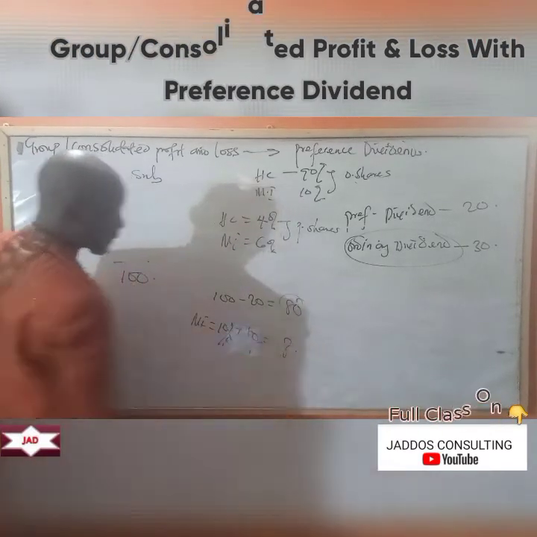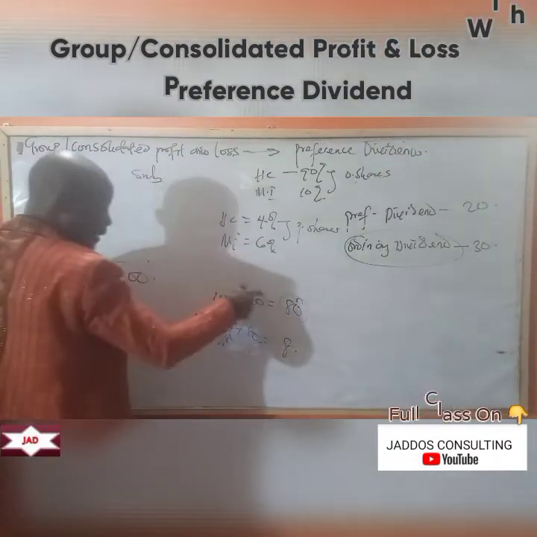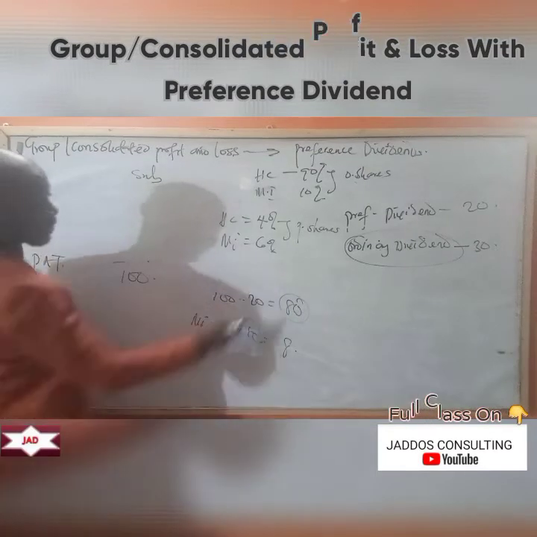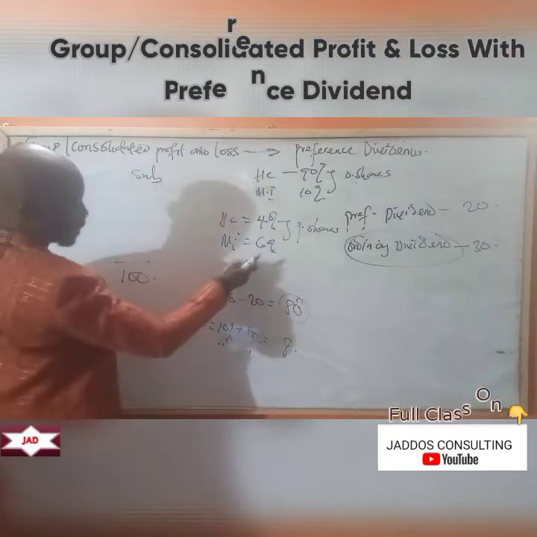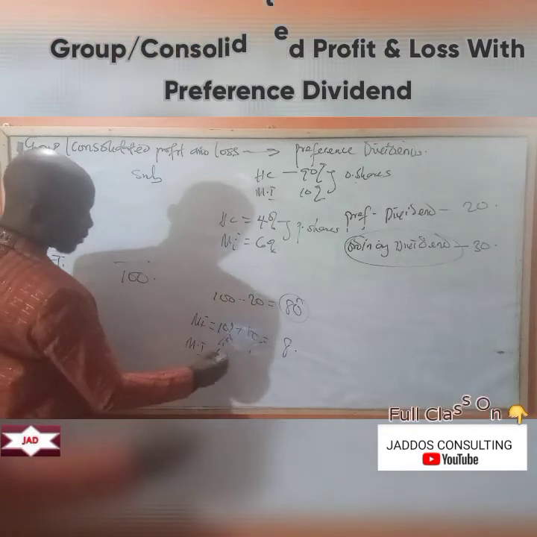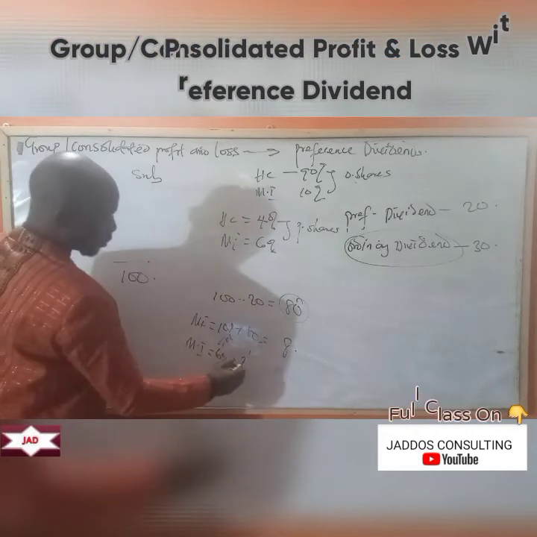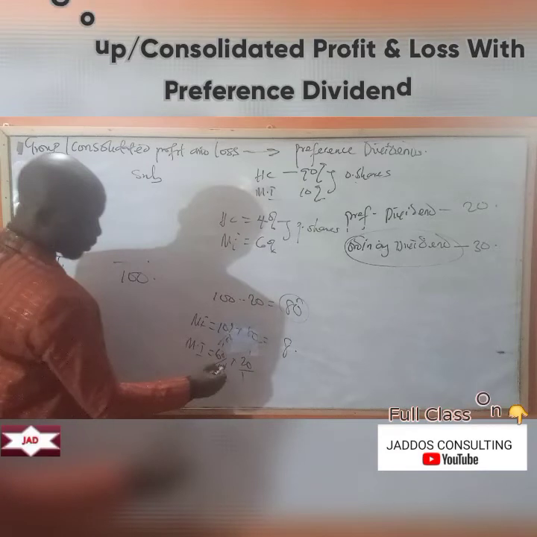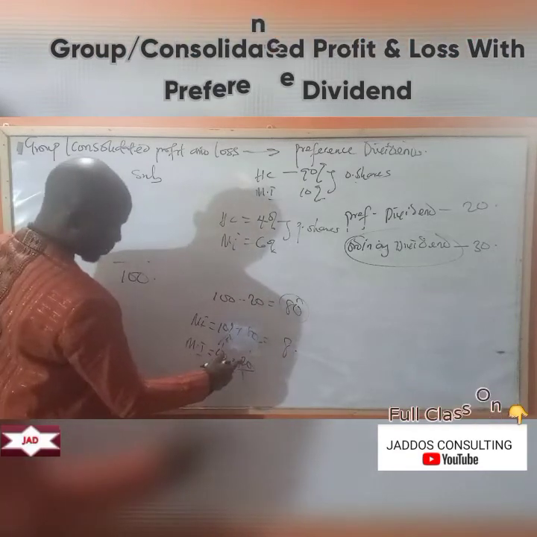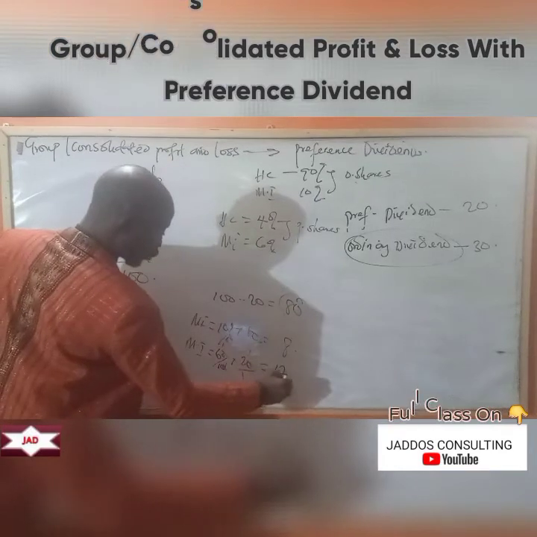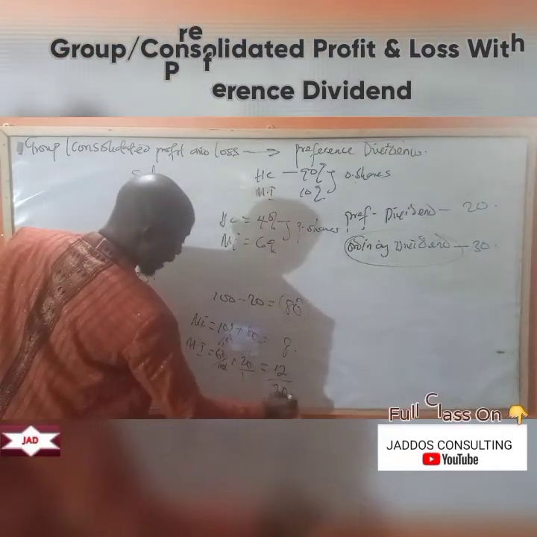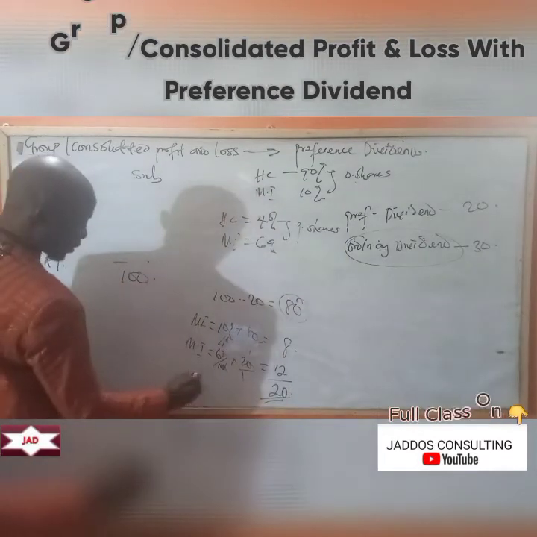Which is 8 naira, right? Now, this 20 naira, remember, is preference dividend for preference shareholders. This minority has 60%, so you're also going to do minority interest as 60 over 100 times 20 over 1. So this cancels, this cancels. 6 times 2 here is 12. So that means minority interest is 20 naira. This is what is due to minority interest.